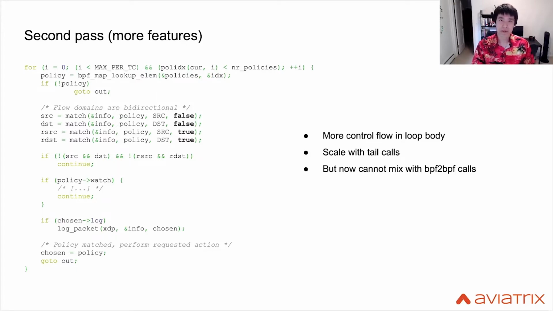To get around this limit, we had to start spreading out policy processing between multiple tail calls. However, the downside to that on the 5.4 kernel is that you can no longer mix tail calls with BPF to BPF calls, meaning that all the helper functions that you see in this function had to be inlined. What this means is that instead of the match function being verified once per loop iteration, it was being verified 4 times, which had really disastrous impacts on the scalability or the complexity limit.